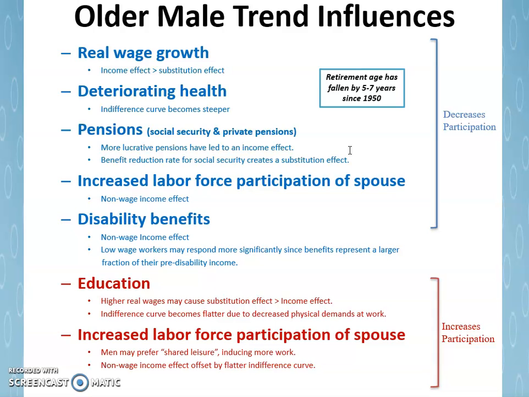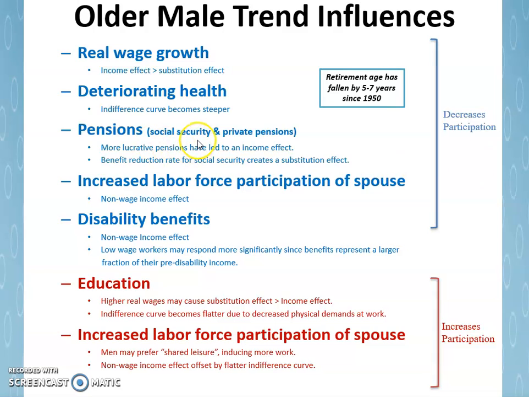Private pensions have grown in part because over time, companies have competed to attract workers not just through higher wages, but through fringe benefits. And private pensions are a very nice fringe benefit. These more lucrative pensions have led to an income effect. Recall, an income effect can occur from higher wage growth, but it can also occur from more income. Two routes to the same end. The income effect then leads to a greater desire to take leisure and therefore less work.